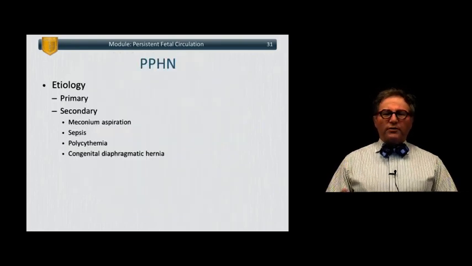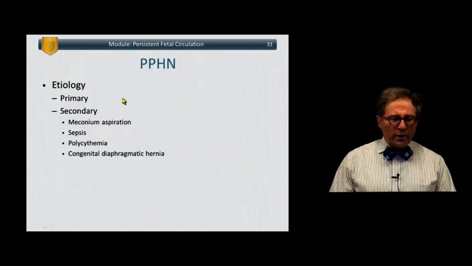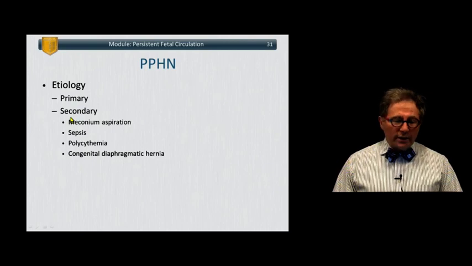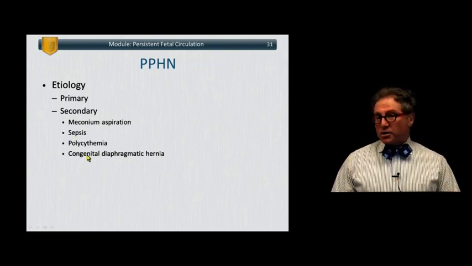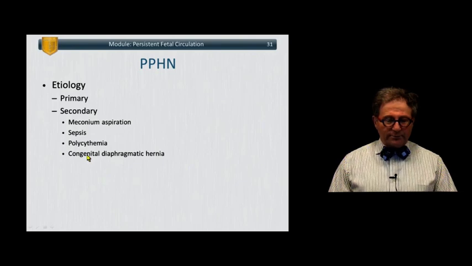And so persistent pulmonary hypertension of the newborn may be the primary effect, where the shunts aren't closing, or secondary to an insult. And these include meconium aspiration, sepsis, polycythemia, and congenital diaphragmatic hernia.